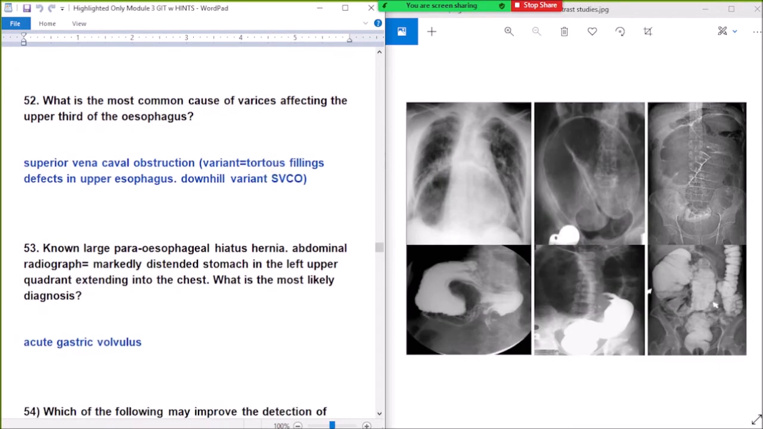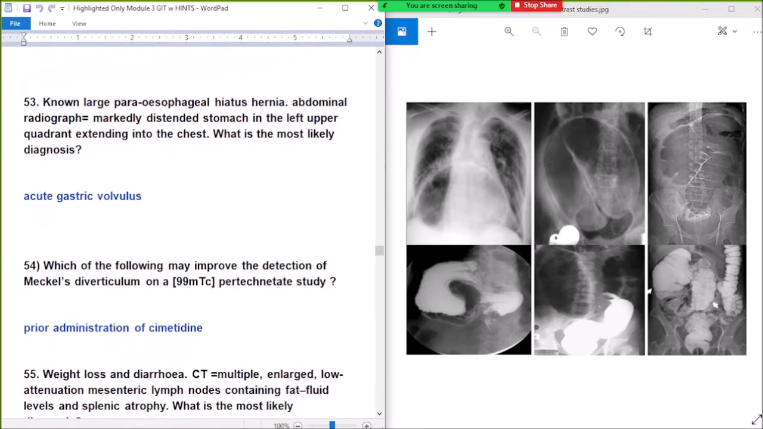Question number 52. What is the most common cause of varices affecting the upper third of the esophagus? Superior vena cava obstruction. The most common cause of varices affecting the upper third of the esophagus is superior vena cava obstruction. Varices are tortuous vein filling defects in the upper esophagus, and another is the downhill variant of superior vena cava obstruction. There are two variants of esophageal varices: uphill and downhill.